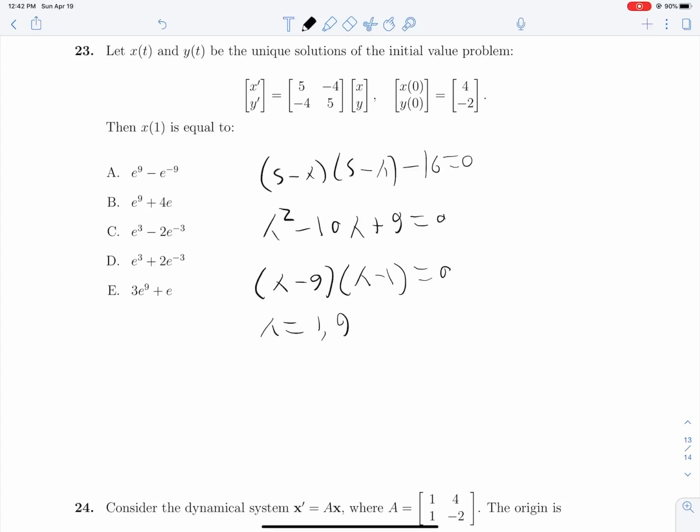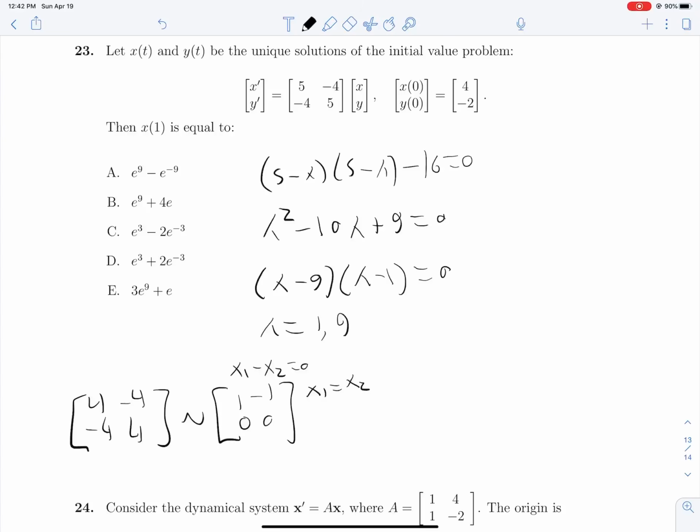For lambda is equal to 1, we get an A minus lambda I of 4, negative 4, negative 4, 4, which we can simplify down to 1, negative 1, 0, 0. And since this really means that x1 minus x2 is equal to 0, or x1 is equal to x2, if we are writing an equation in terms of our free variable, x2, it's equal to 1 x1 and 1 of itself.